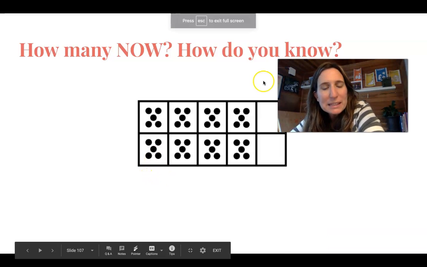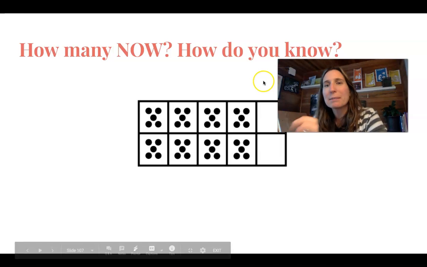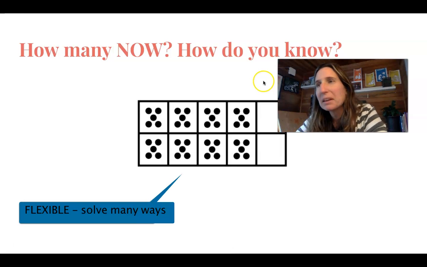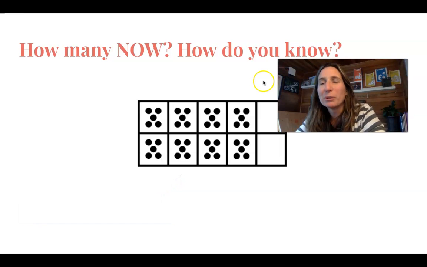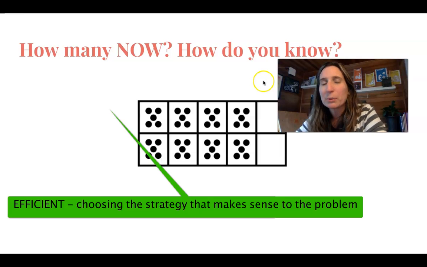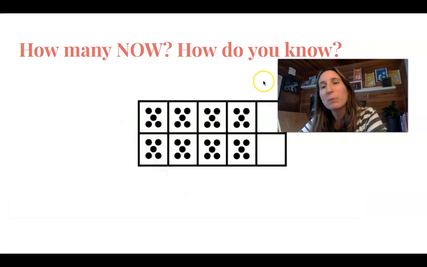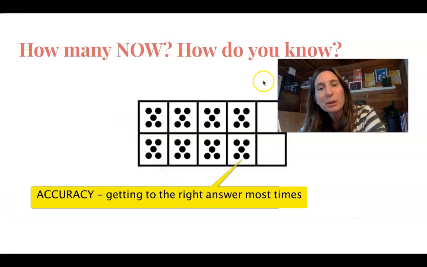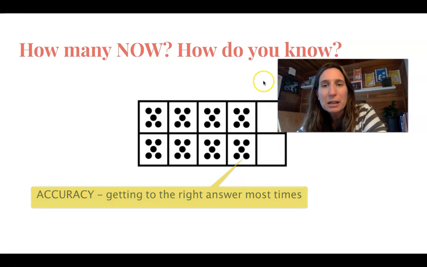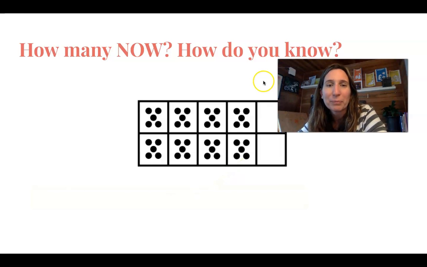Remember that fluency of multiplication facts is about being flexible, so being able to answer a problem multiple different ways. That's why these cards all look different in their pictures. It's being efficient. So we're not counting by ones. We're not even really skip counting, but we're doubling when we can. That's being efficient. And we're being accurate. That means we're getting the right answer each time because we're practicing.